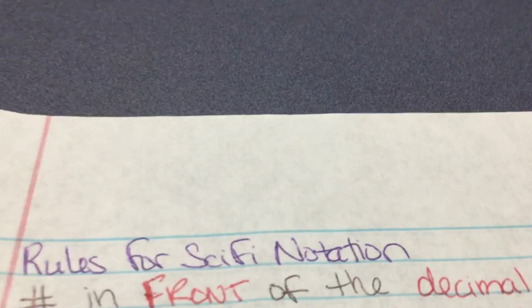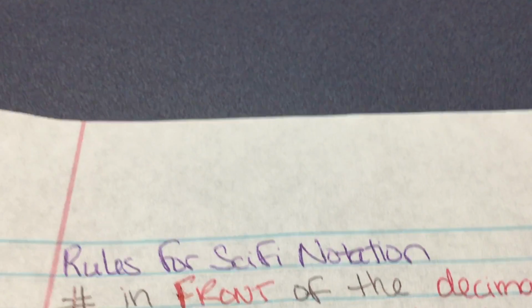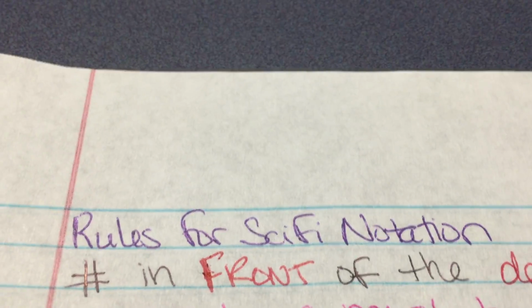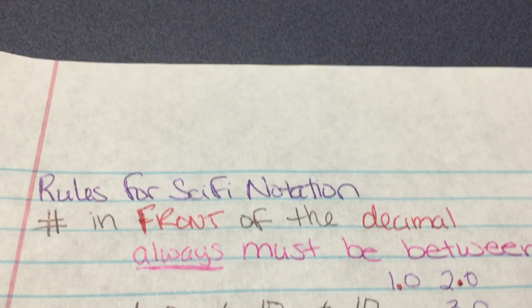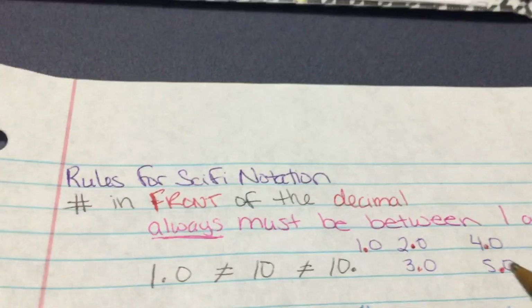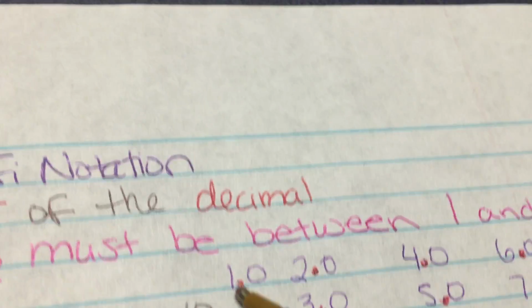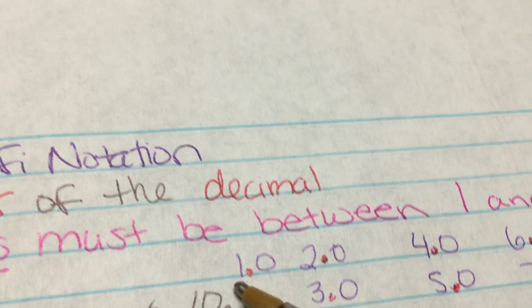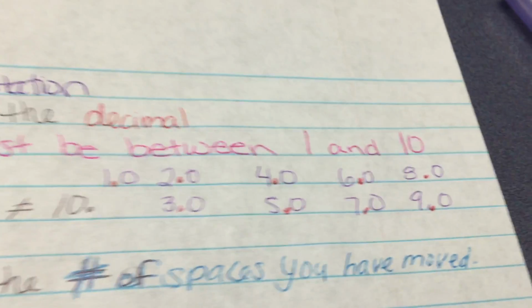Okay, so the next part is, now that we have the basics, we're going to go over the actual rules of scientific notation. The first one is that the number in front of the decimal must always be between 1 and 10. I'm sorry, my hands are so shaky.